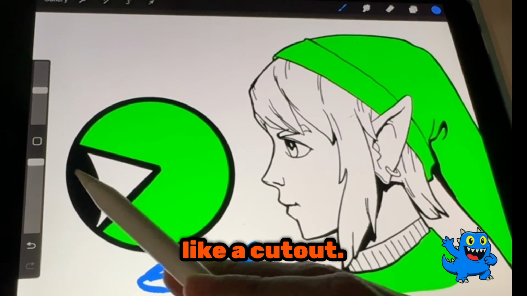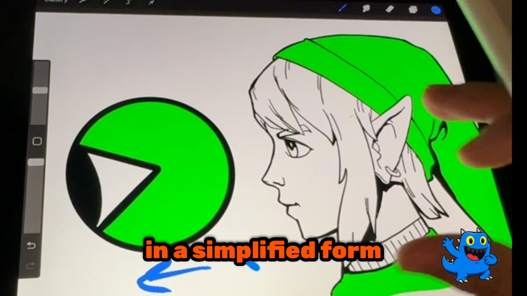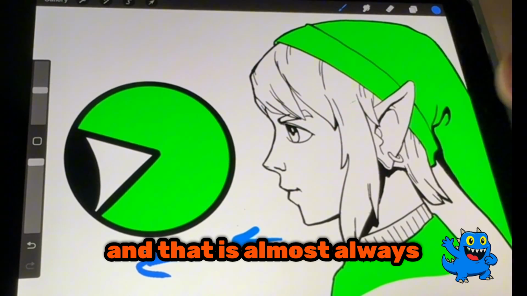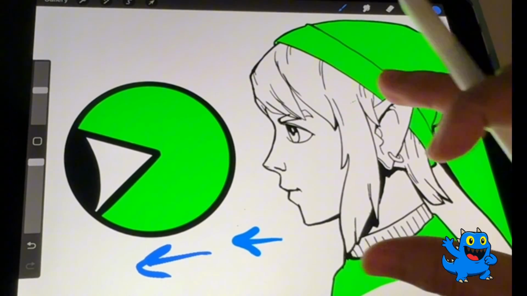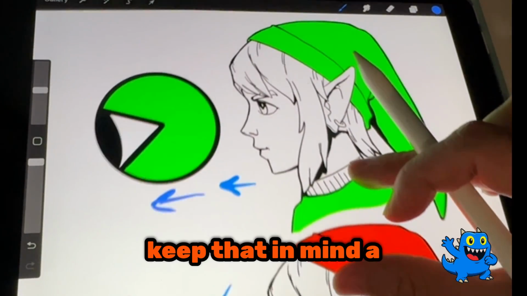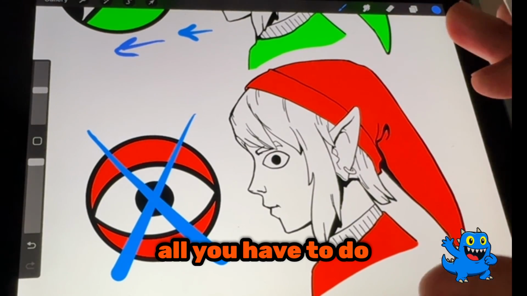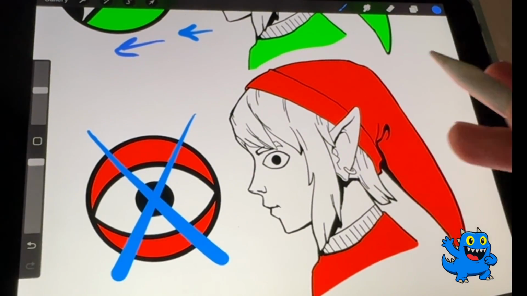It's going to look more like a cutout, like a slice of pizza. That's literally what it's going to look like, you know, in a simplified form. That's proper, and that is almost always going to be the case. So it's something you have to kind of remember and take into account. So just keep that in mind. A lot of this right here, this is an easy one because all you have to do is remember that fact. That is it.